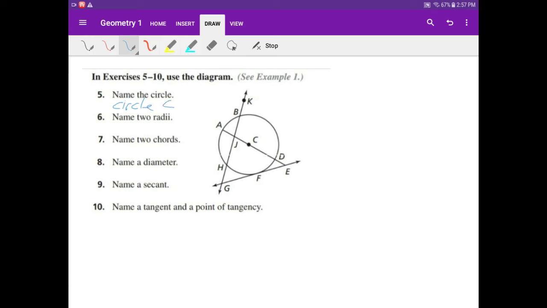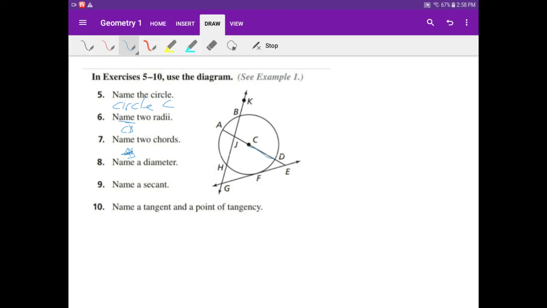A radii, you go from C to D. That's a radius. So C, D, and it's a line segment. 2 chords. I'm just going to give you one of these. So a chord, let's say you go from A and then you stop at D.